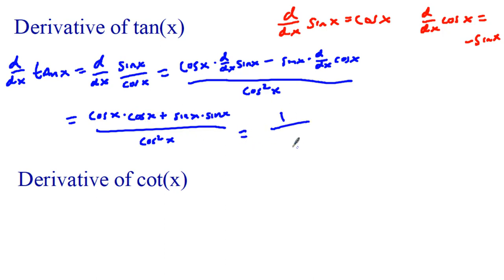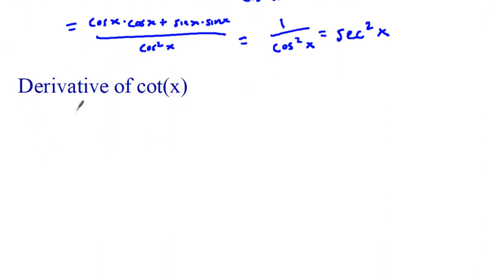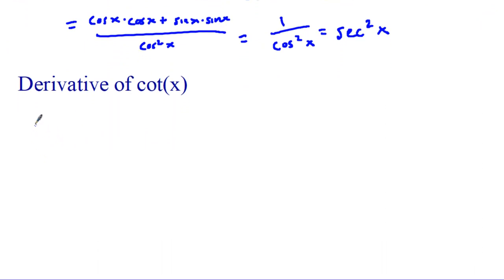Cosine squared and sine squared is 1, over cosine squared of x, which means the derivative of tangent of x is equal to secant squared of x right there. Okay, so the derivative of tangent of x is equal to secant squared of x, something that you can derive yourself by doing the quotient rule, or you might just want to memorize it. It's one of those things you might want to memorize.